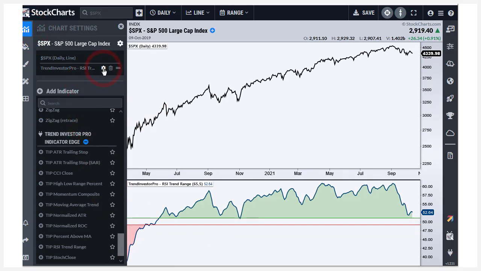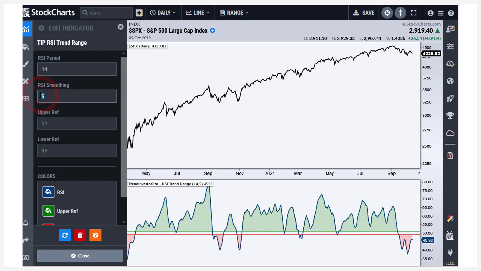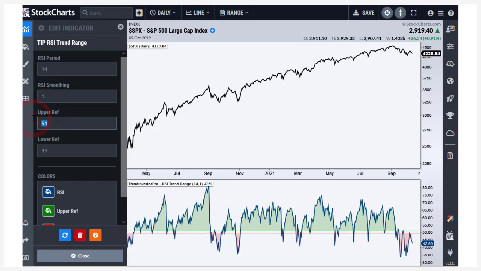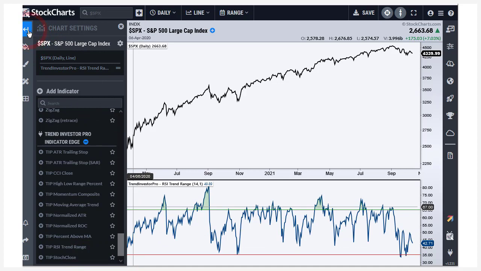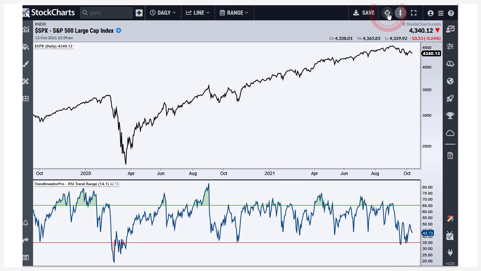So go up here, and I'm going to change these settings. I'm going to just go with a 14-period RSI and take off the smoothing. I'm going to put my upper reference at 65 and my lower reference at 35, and close. Now we can see how that looks on the chart. You can see it turns green when you get above 65, and that shows strong upside momentum. And then it turns red when it goes below 35, and that shows strong downside momentum. Now, this is not a new concept.